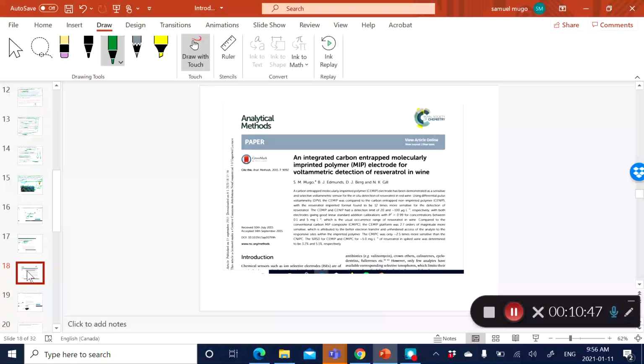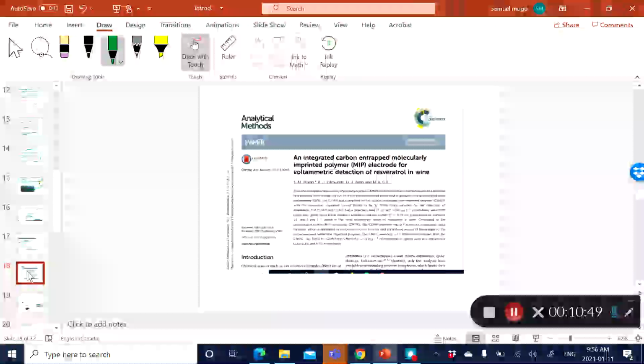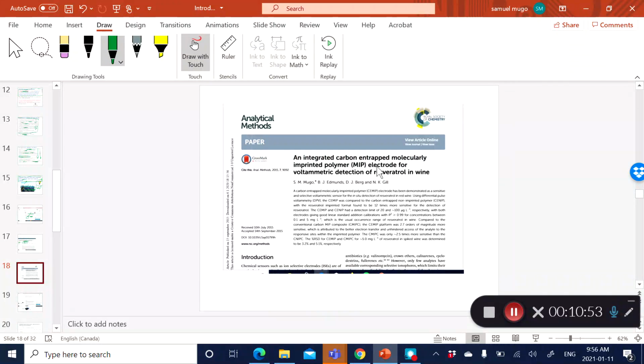Maybe another paper that we published with Chem 311 students is this one, where we developed a sensor to detect resveratrol, which is an antioxidant present in red wine, but also present in white wine, but it's more present in red wine in higher quantities. And these gentlemen took Chem 311, these gentlemen, this lady as well, and they published that paper in an excellent journal called Analytical Methods.